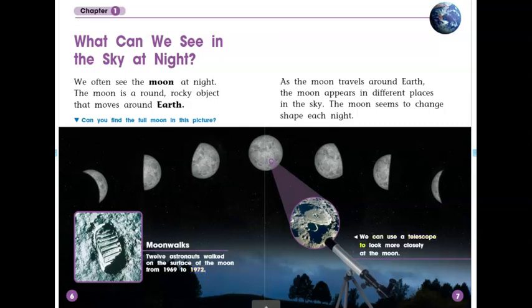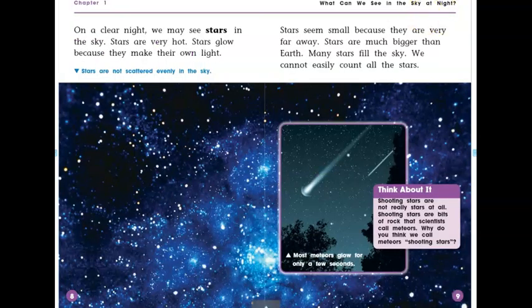We can use a telescope to look more closely at the moon. On a clear night, we may see stars in the sky. Stars are very hot. Stars glow because they make their own light. Stars seem small because they are very far away. Stars are much bigger than Earth. Many stars fill the sky. We cannot easily count all the stars. Stars are not scattered evenly in the sky.